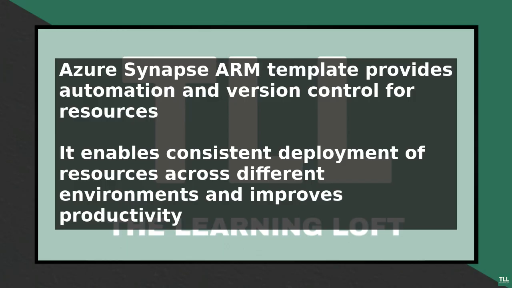To get started with Azure Synapse ARM template, you need to create a template file. This file should include the definition of your Azure Synapse resources such as workspaces, databases and pipelines. You can then use the Azure CLI or Azure PowerShell to deploy the template to your Azure subscription.